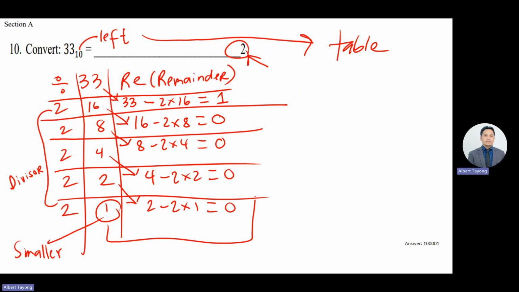So we have to go up. Our answer is, starting from where we stop at 1, go up 0, 0, 0, 0, 1, base 2. Okay, so 1, 0, 0, 0, 0, 1. Now, how do we check this answer immediately to know whether it is correct or not?